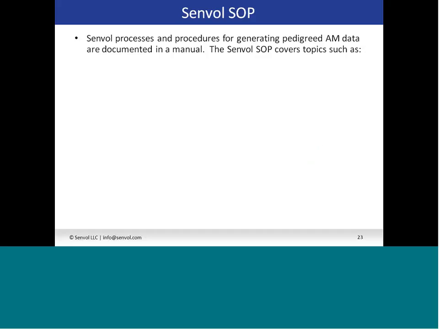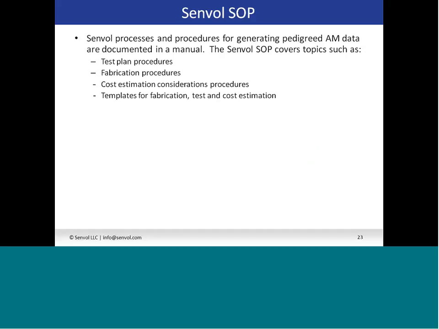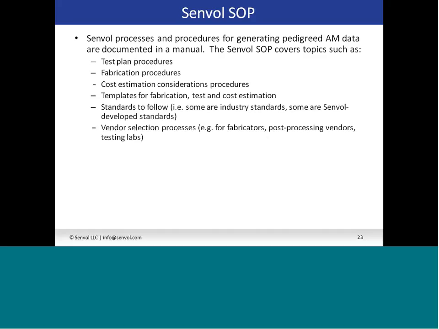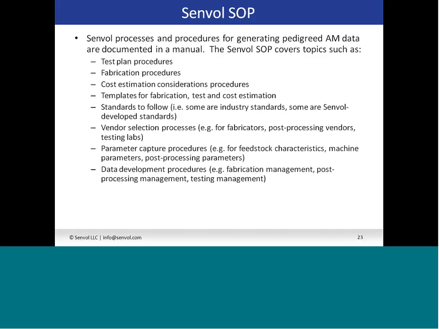In terms of what's included in the Senvol SOP manual, again, it's 100 pages that documents step-by-step how to generate pedigreed data. The types of topics that it covers includes things like test plan procedures, fabrication procedures, cost estimation consideration procedures, templates for fabrication, test, and cost estimation, standards to follow, vendor selection processes for fabricators, post-processing vendors, and also testing labs, parameter capture procedures, data development procedures, data collection and compilation procedures, document management, and lastly, an overall flowchart.